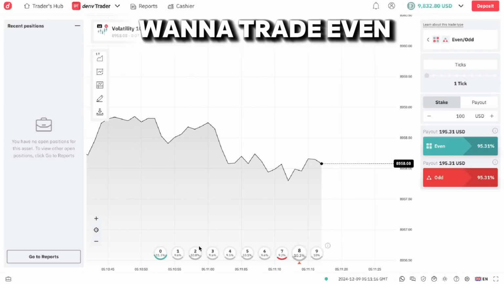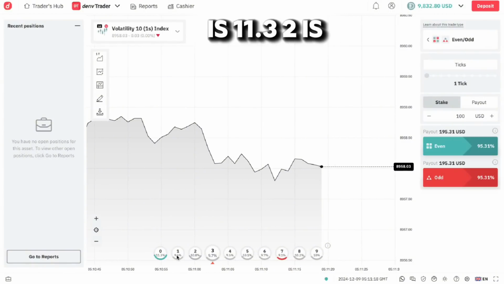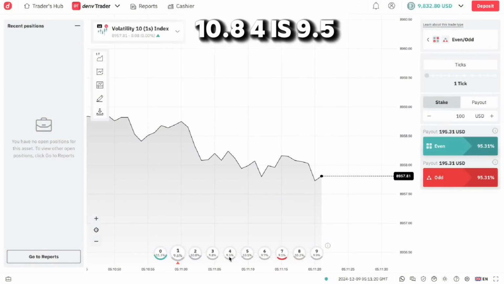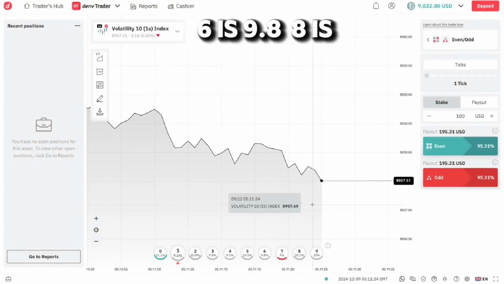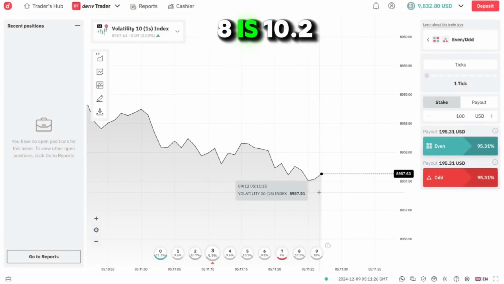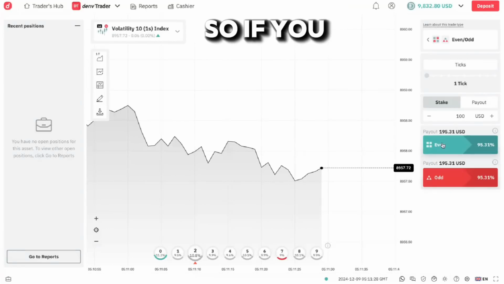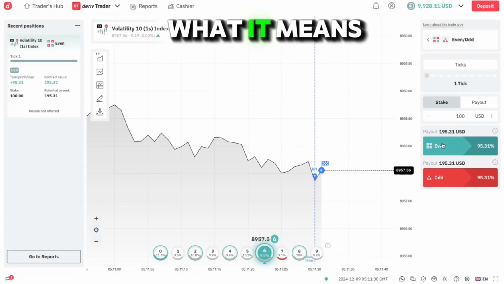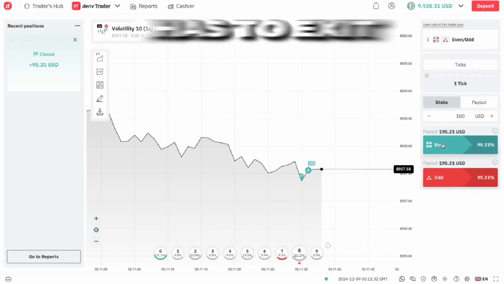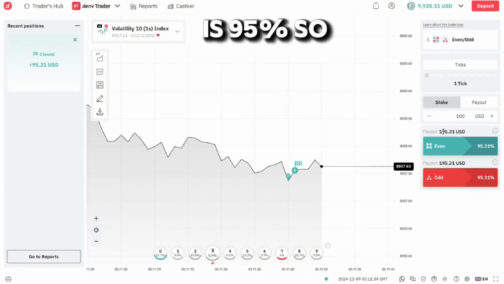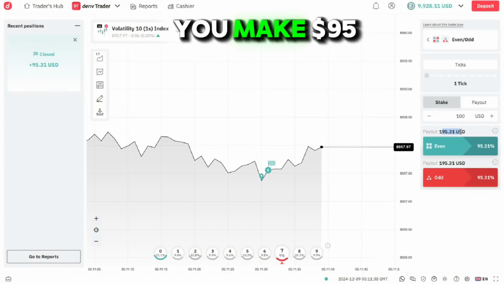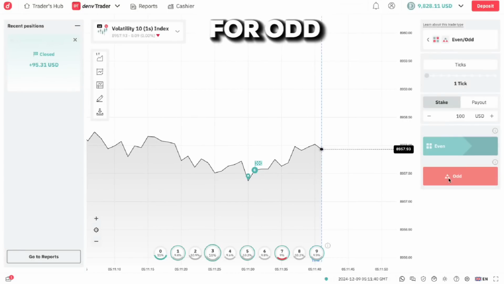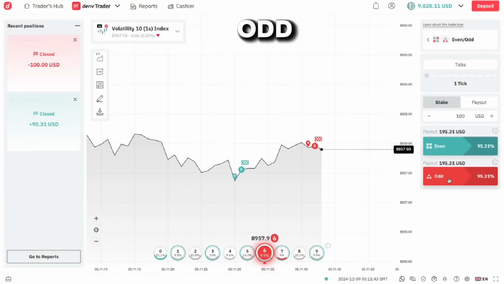So if you want to trade even, for example, 0 is 11.3, 2 is 10.8, 4 is 9.5, 6 is 9.8, 8 is 10.2. So if you click even, what it means is the number has to exit at even, and the payout is 95%. So you trading with $100, you make $95. If you go for odd, the number has to exit at odd.